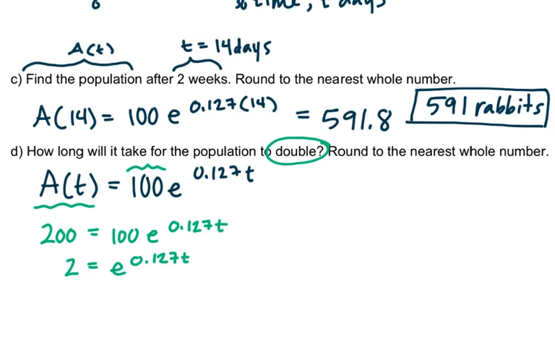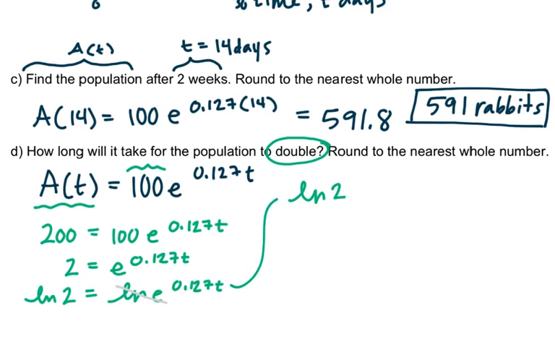In order to solve this exponential equation, I would then take the natural log of both sides. So taking the natural log of e is going to cause that to cancel, and now I have the natural log of 2 equals 0.127 t. And I can divide by that value on both sides, and I'm going to end up with natural log of 2 divided by 0.127 equals t. So that is my exact point when I will have double rabbits.